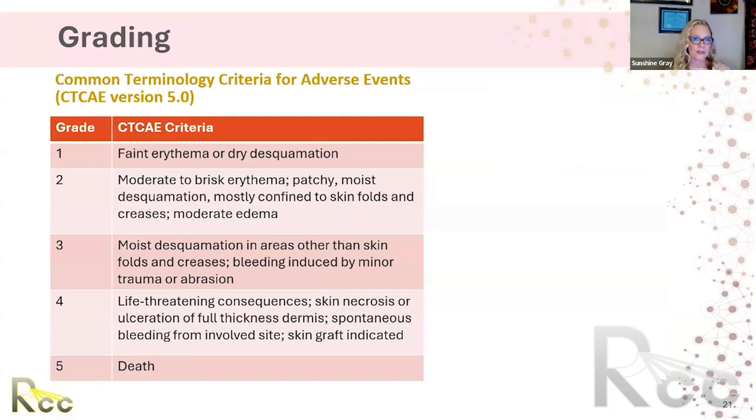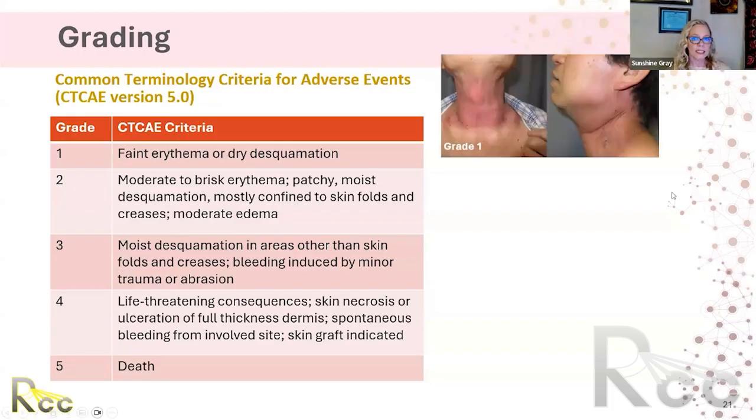All right, so we typically use one grading scale. It's called the Common Terminology Criteria for Adverse Events, or CTCAE, and the current version is version 5. But just to note, there are some institutions that use the Radiation Therapy Oncology Group criteria, which is RTOG, for grading radiation dermatitis. But just know that both scales use the exact same criteria. So when we're grading radiation dermatitis, it's not necessary for us to cite which scale we've used because they are the same. But for the purpose of this class, we're going to be talking about the CTCAE criteria.